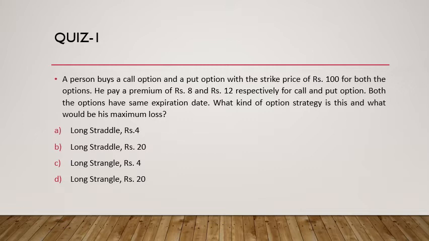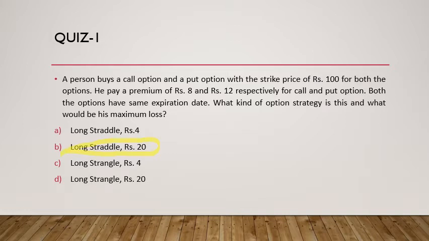So here in this particular question, you have two things to think about. One is the nature of the strategy, and second is the maximum loss. So when you buy a call and a put option with the same strike price and the same expiration date, this kind of option is called as the straddle. So it's a long straddle for sure, because both options have been purchased here. And since the premium of 8 and 12 have been paid here, we will define it as a long straddle strategy, and the cost would be 20. So this would be the answer here. So that's the answer for the first question.